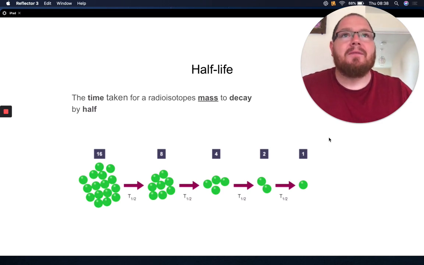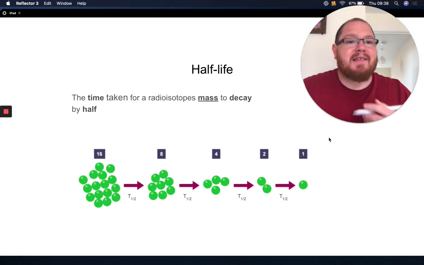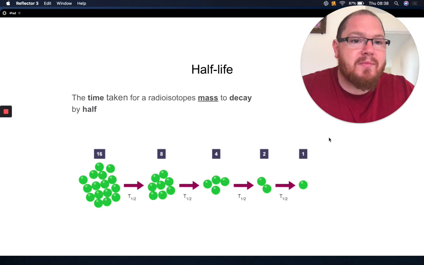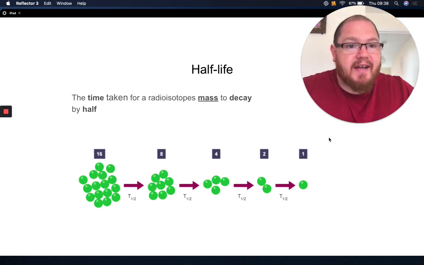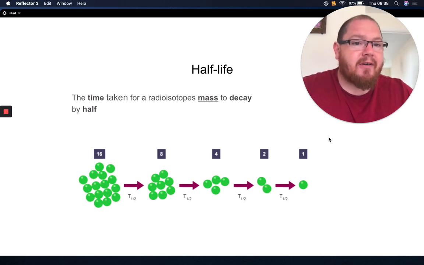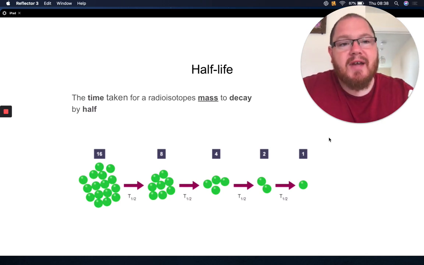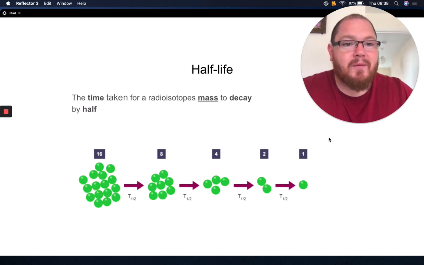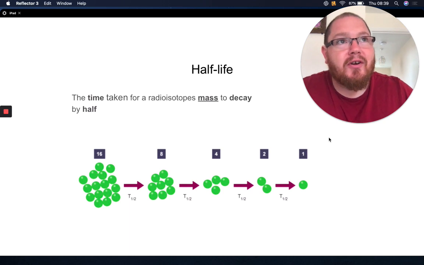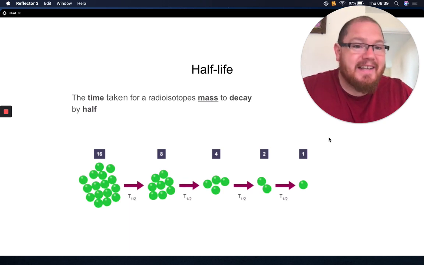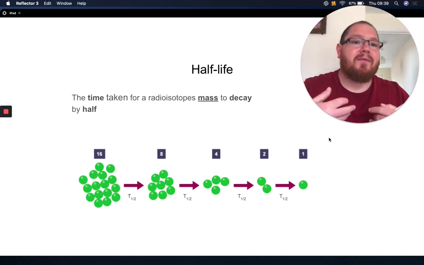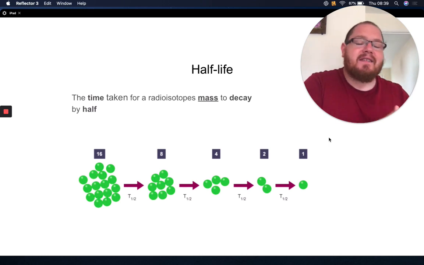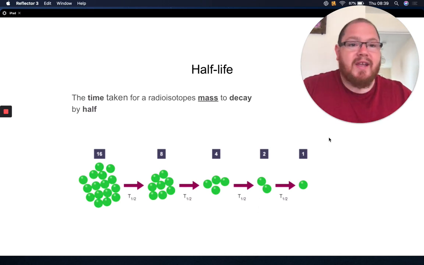For example, my mass, let's just say I'm 100 kilograms, and if I went on a diet and I lost 50 kilograms, I'm losing half of my mass. The time it takes me to do that is going to be my half-life, okay? That's going to take a while for me. Probably I'll never get to 50 kilograms, but if I could, it would probably take me at least a year. So my half-life would be at least that time. And these elements work exactly the same, okay?